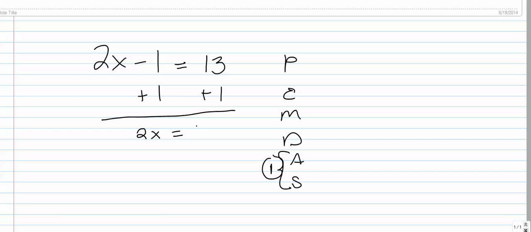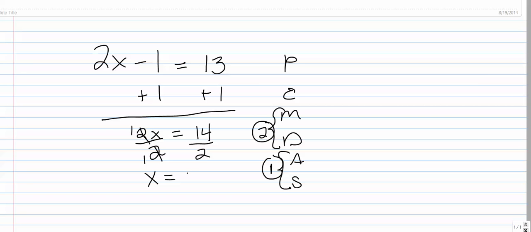Now I can move to any multiplication or division. I'm going to undo that next. And I see that over here x is being multiplied by 2. So to undo that, I have to undo multiplication, I have to divide. These simplify to 1's. You don't have to necessarily write that, but I just want you to realize that they're being simplified. They're not canceling out. And 14 divided by 2 leaves me with 7.